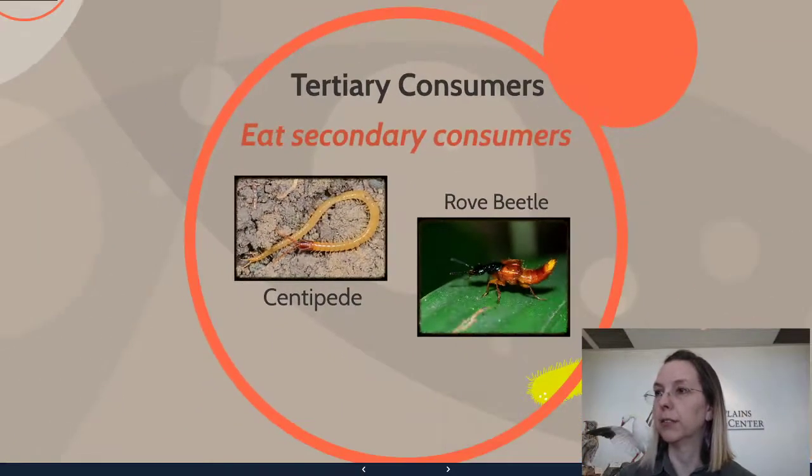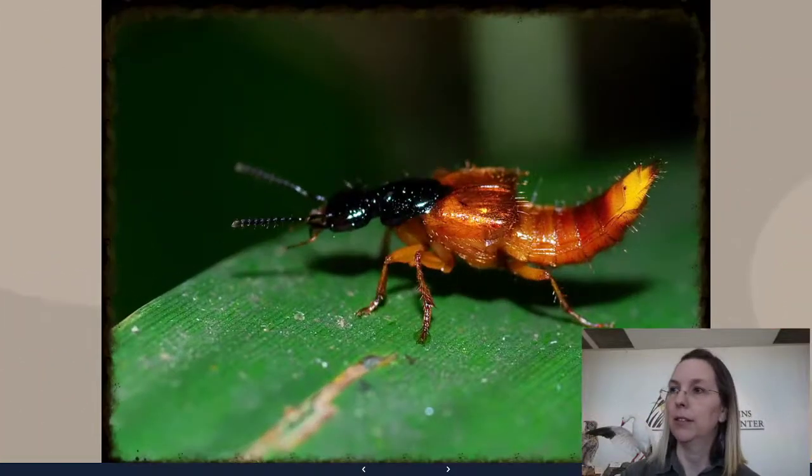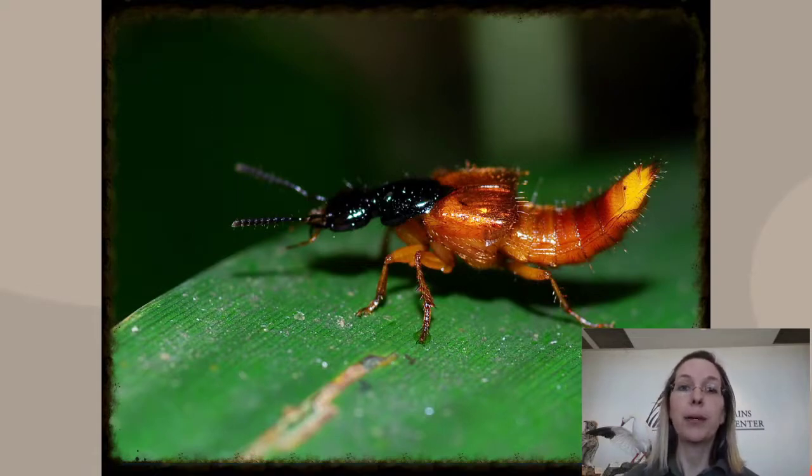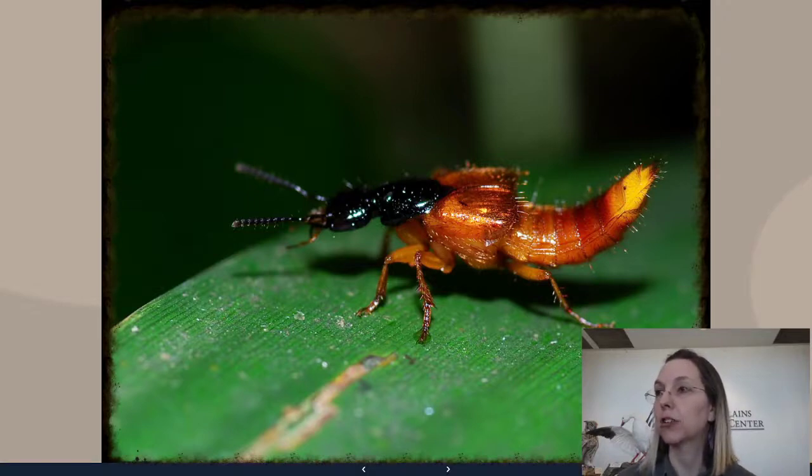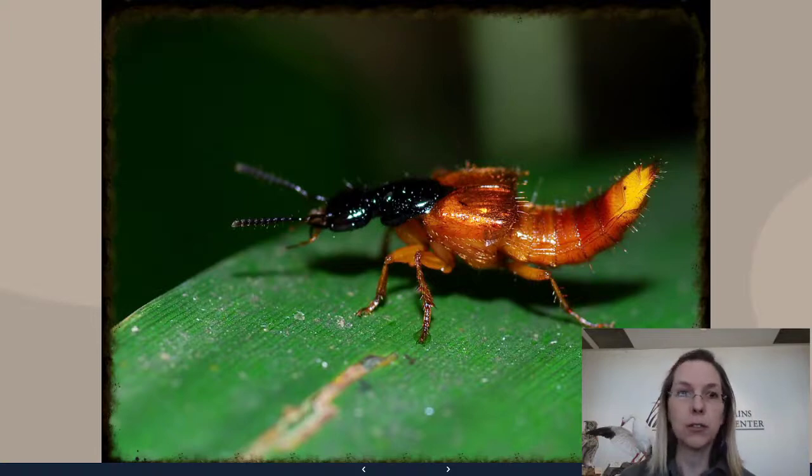Rove beetles. Kind of a cool looking dude. Rove beetles are primarily distinguished by their short wing covers that typically leave more than half of their abdomens exposed. And you can see this is that short wing cover, and here is their exposed abdomen. So that is not typical when you're thinking of beetles.